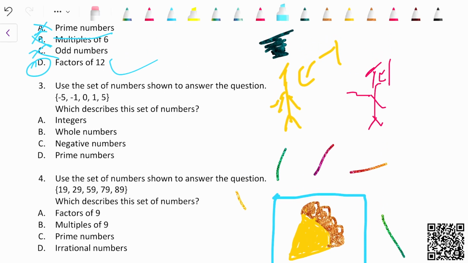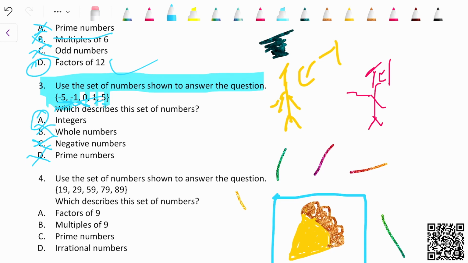All right, moving on. So question number 3. Use the set of numbers shown to answer the question. -5, -1, 0, 1, and 5. Alrighty. So, which describes this set of numbers? Integers, whole numbers, negative numbers, or prime numbers? And no, they're definitely not whole numbers because -5, -1. It can't be negative numbers because 1 and 5. And it can't be prime numbers because 0 is neither prime nor composite. So 0 technically just doesn't count. And so that means that the only answer choice left is integers.